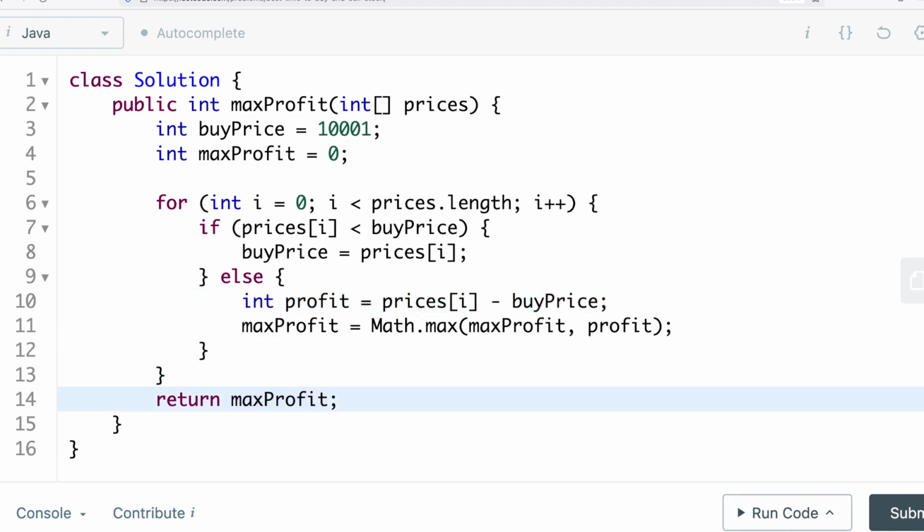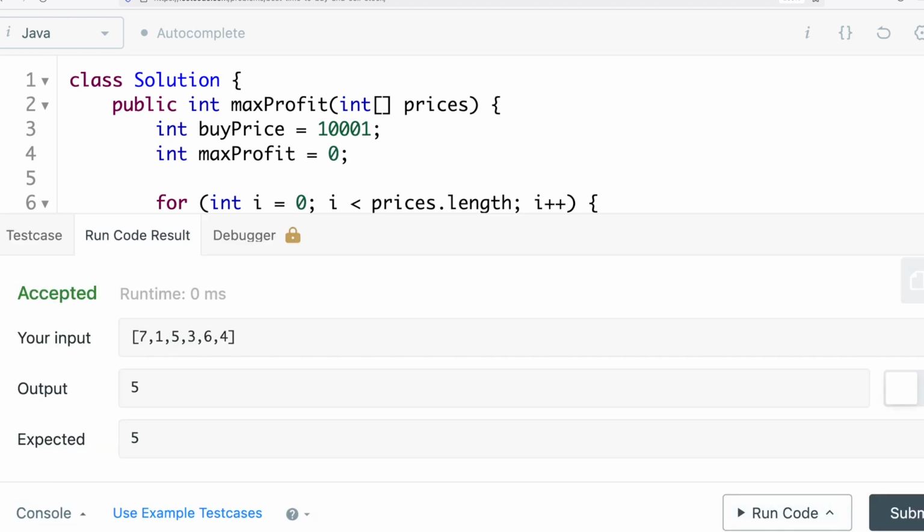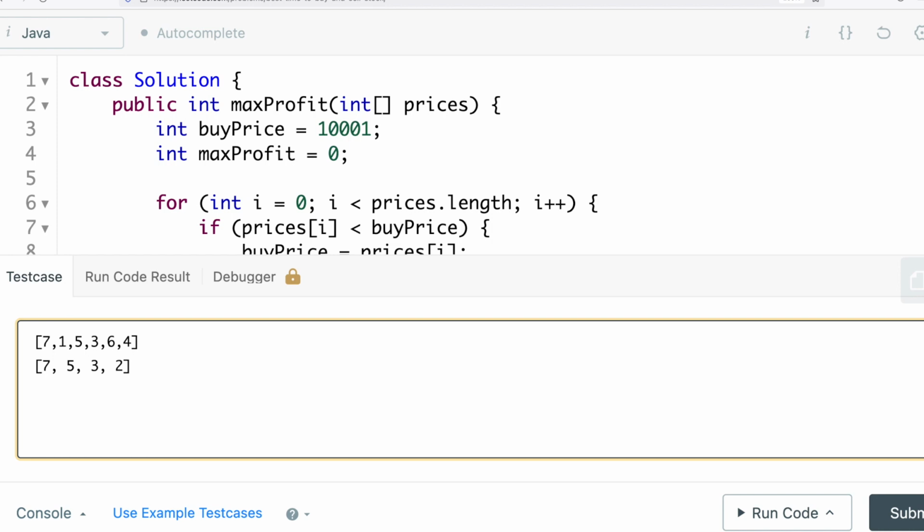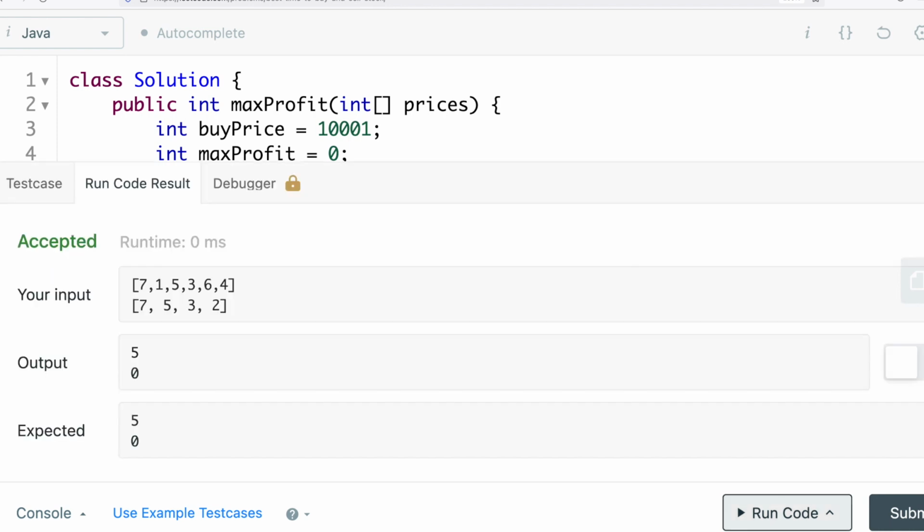Let's run this code and see how it looks. Okay, that looks fine. Let's add one more test case. Now in this case, the max profit should be 0 because the stock price keeps on falling. Okay, that looks good.